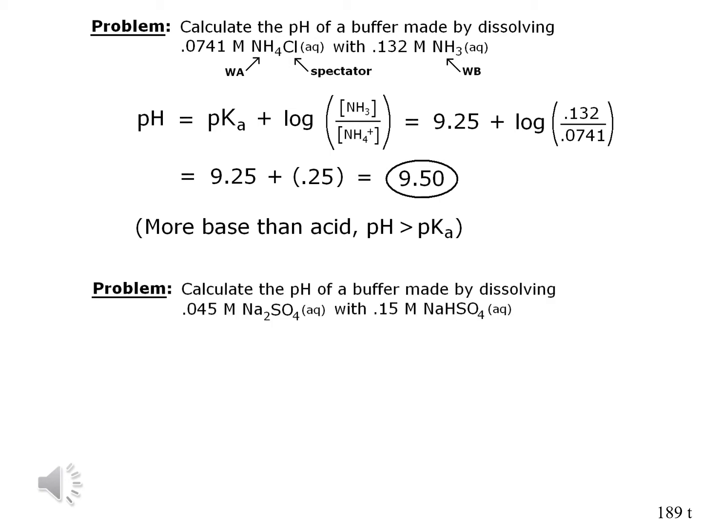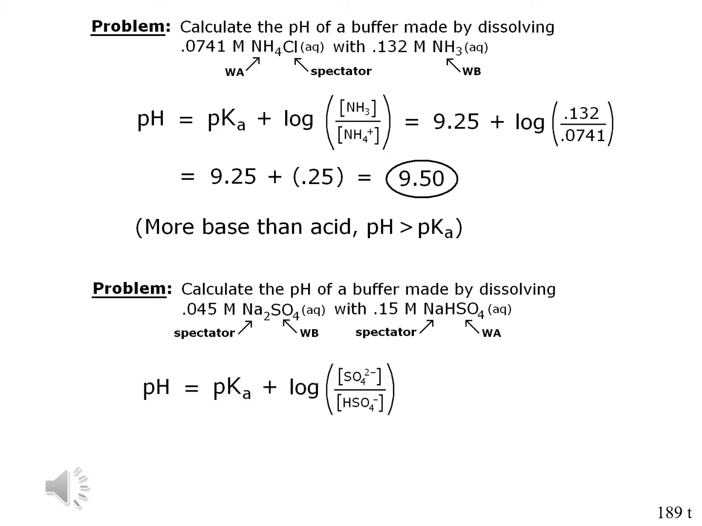The next problem involves a sulfate buffer. So we want to calculate it when you dissolve Na2SO4 with NaHSO4. The sodium is always a spectator, so just like we discussed in the last class, HSO4 is the acid and SO4 is the base. So the SO4 goes on the top.